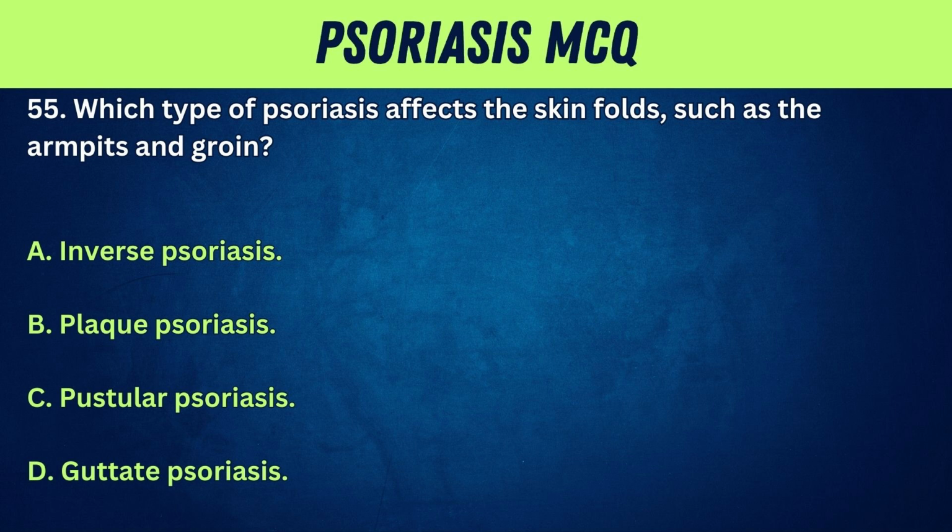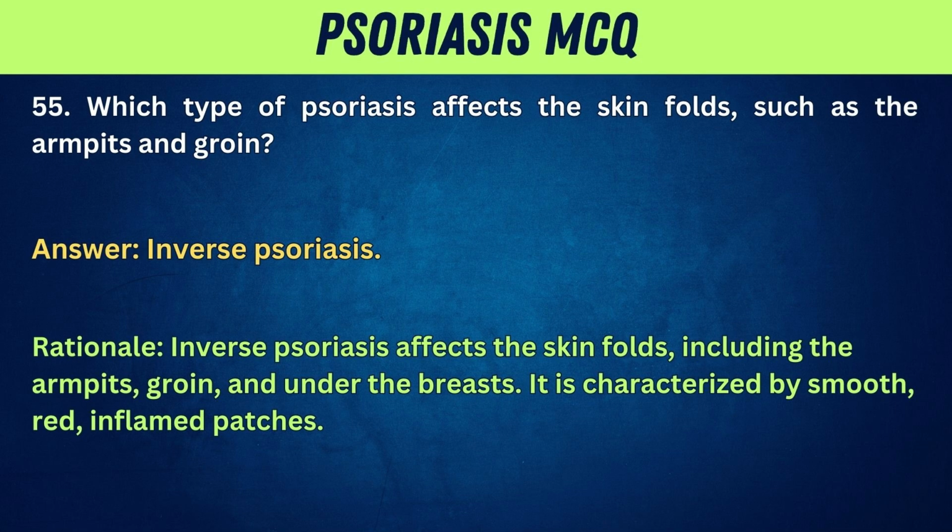55. Which type of psoriasis affects the skin folds, such as the armpits and groin? A. Inverse psoriasis. B. Plaque psoriasis. C. Pustular psoriasis. D. Guttate psoriasis. Answer: inverse psoriasis. Rationale: inverse psoriasis affects the skin folds, including the armpits, groin, and under the breasts. It is characterized by smooth, red, inflamed patches.